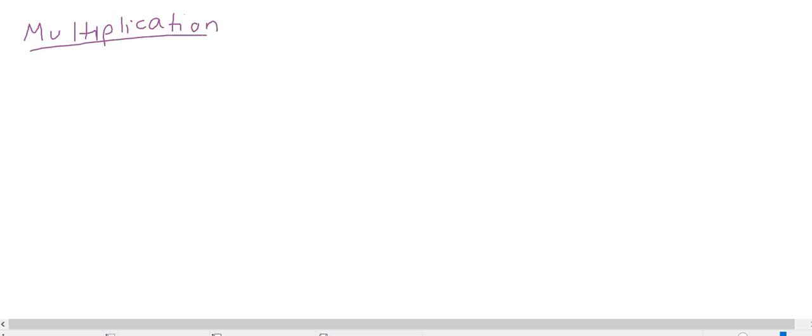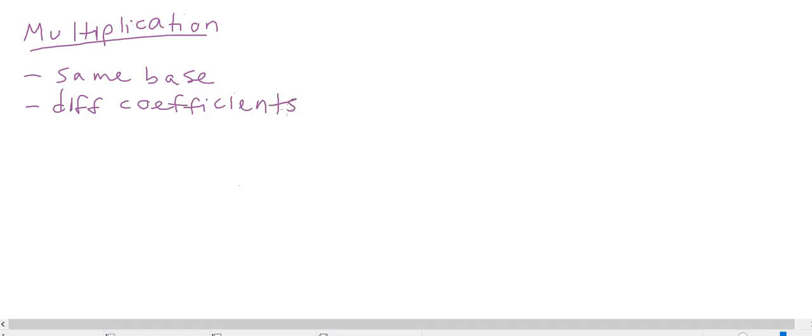You can only multiply two monomials if they have the same base. They can have different coefficients. They don't need to have different coefficients, but they can. And they could have different exponents. Again, they don't need to have different exponents, but they can.